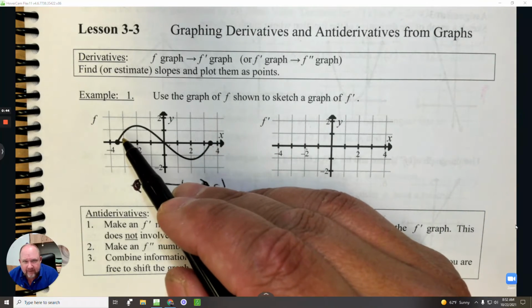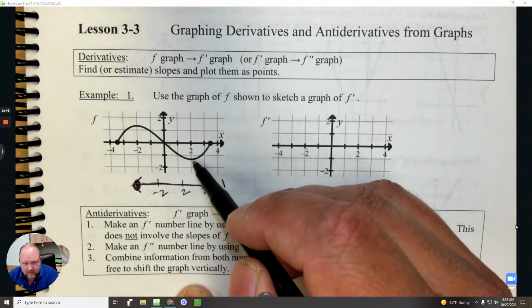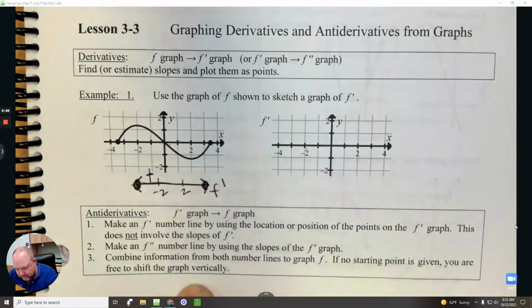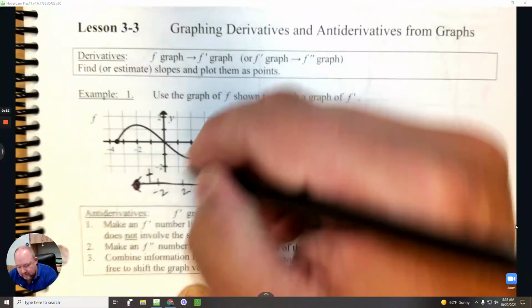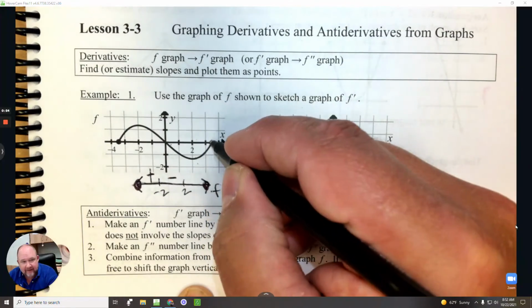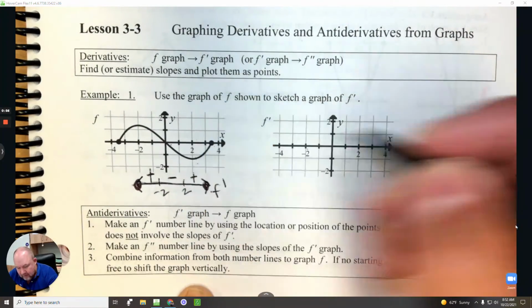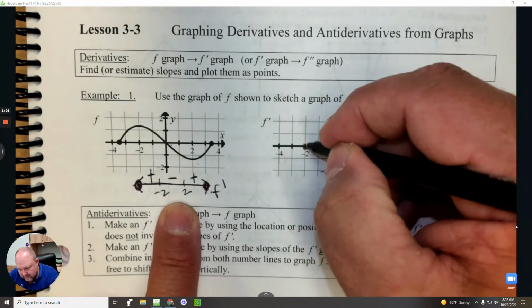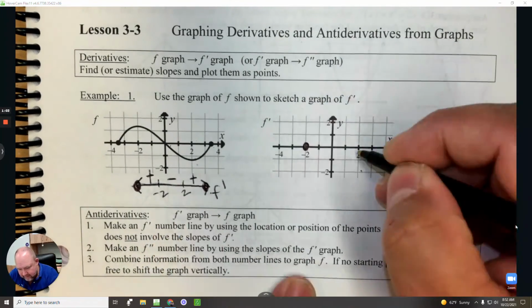And then I want you to think of increasing and decreasing. So this graph first increases. That's positive for the derivative. Then it decreases. That's negative. And then finally it increases. So when I come over here to the graph, these numbers are where the derivative is 0.